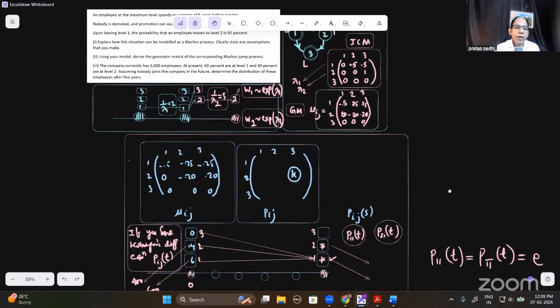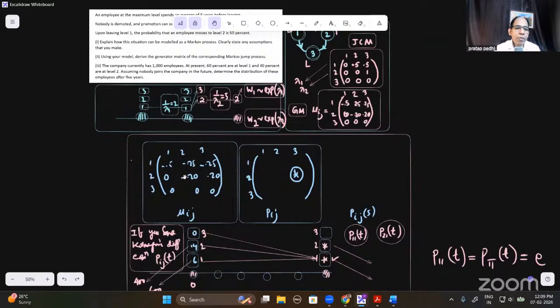So these you will get from the generator matrix: 1 to 2, 0.25, 1 to 3, 0.25, 0.25, 0.25. This is minus 0.5. Why I have written minus here? These are minus. This is minus. Okay, 0.25, 0.25 is here.